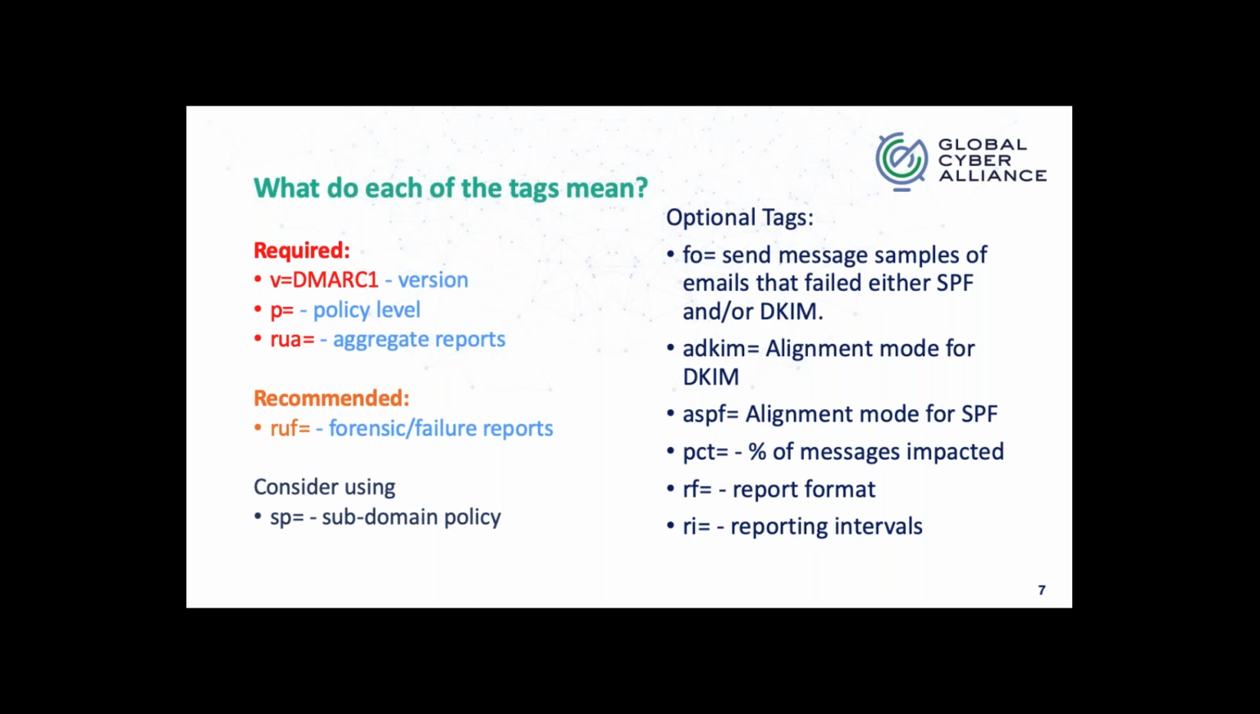V equals DMARC 1. That's the version that you're using. V equals DMARC 1. There is no other version of DMARC. DMARC is capitalized, so V equals DMARC 1 in capital letters. There is no other version for DMARC, especially when it comes to the policy.